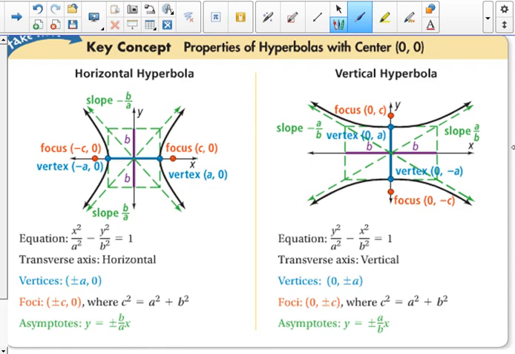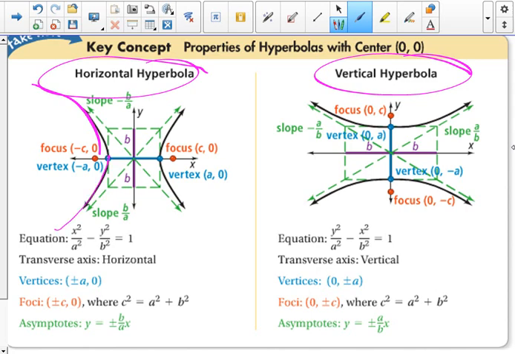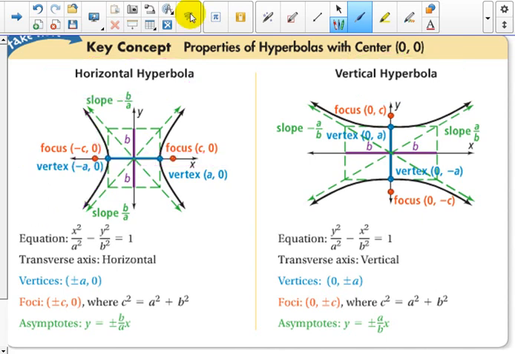All right, so this is the last little bit before we're going to work a problem. The horizontal hyperbola is on the left and the vertical is on the right. If you take these arms and start pushing them in to fold them in half, that's the axis they're going to wrap around. So these would wrap around the x-axis, which is horizontal. So that's the horizontal hyperbola.